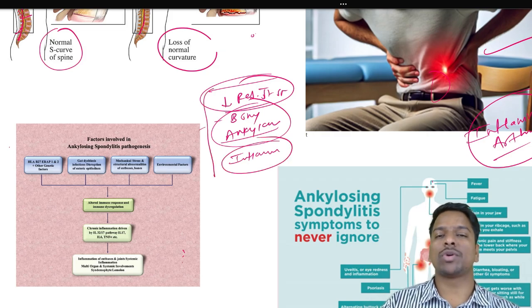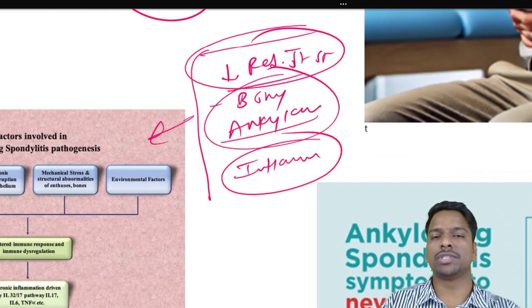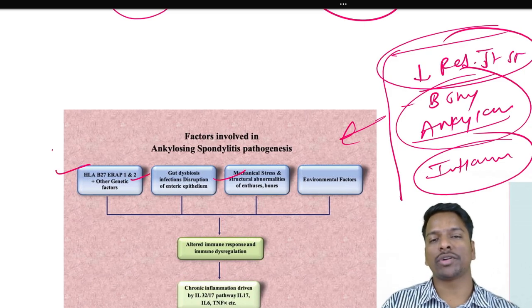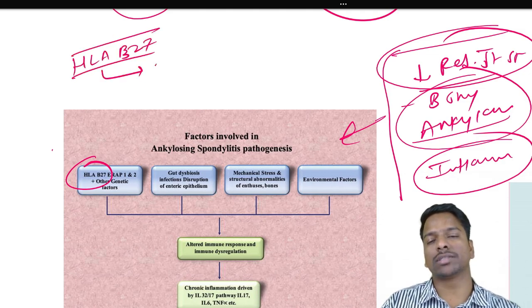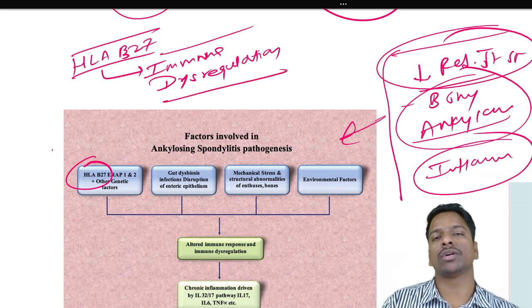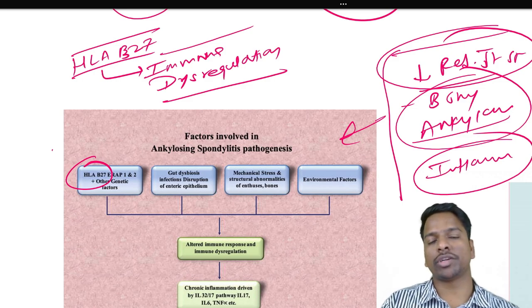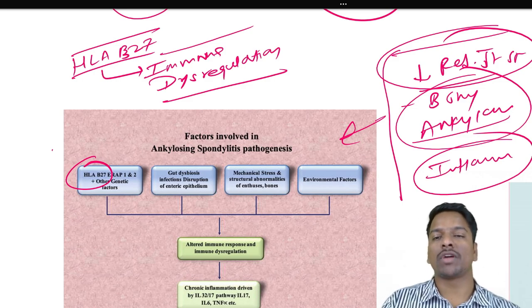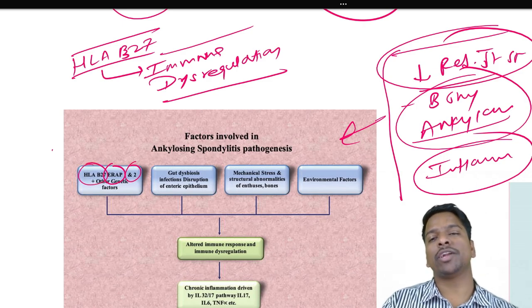So for that, let's see what the pathophysiology is. When we discuss the pathophysiology of this disease, we have four important things. First is obviously HLA-B27 status. Whenever you are HLA-B27 positive, that actually triggers an immune dysregulation. What does that mean? That means autoantibodies will be produced against your body cells or your joint cells, and that will disrupt the joint, causing joint erosion. Along with that, ERAP 1 and 2 and HLA-B27 will be positive. Second factor is gut dysbiosis.